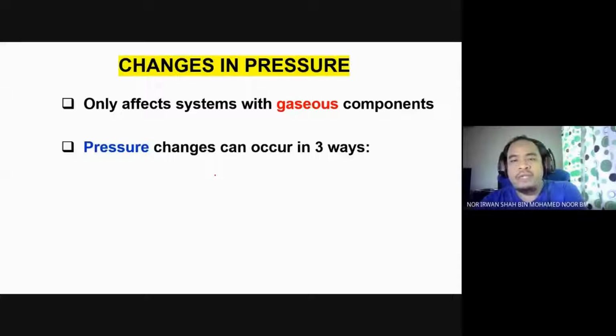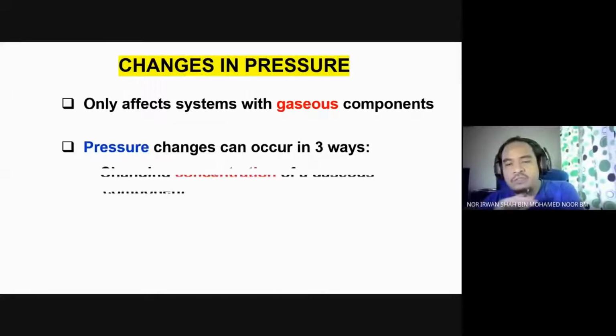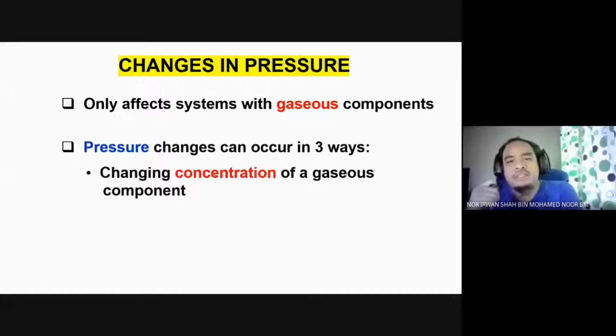When we say pressure changes, remember guys, pressure changes can occur in three ways. What are those three ways? The first is by changing the concentration of gaseous components. But we have discussed this in the previous lesson. Remember, if we change the concentration of either the reactants or the products, it will affect the equilibrium position.